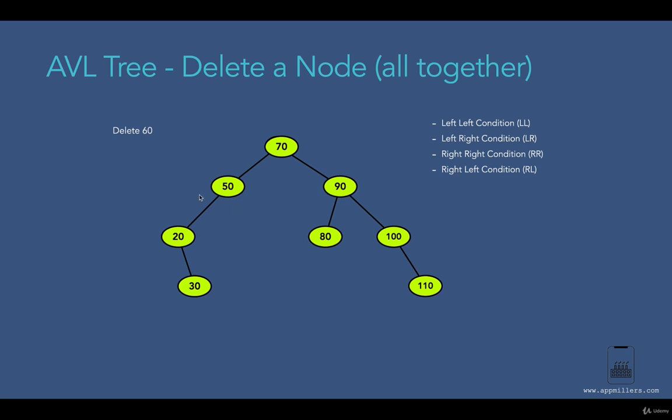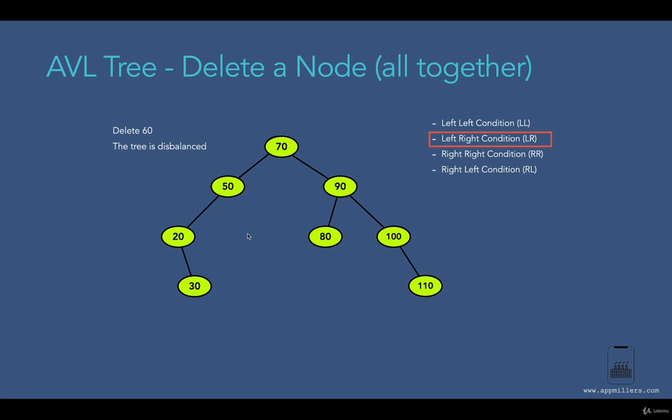After identifying the disbalanced node, we need to identify the condition. We can easily see that in this case the condition is left and right, because the path from 50 to its grandchild is left and right. So this is a left-right condition. In case of left-right condition, we know that first we do left rotation, then we do right rotation.